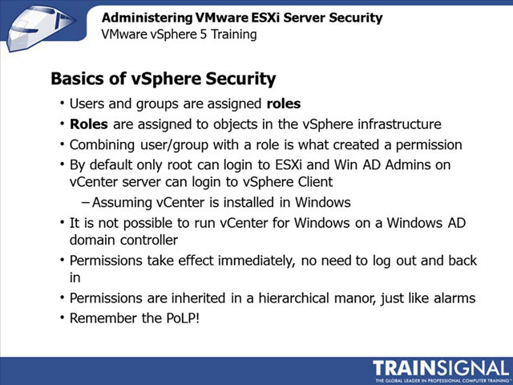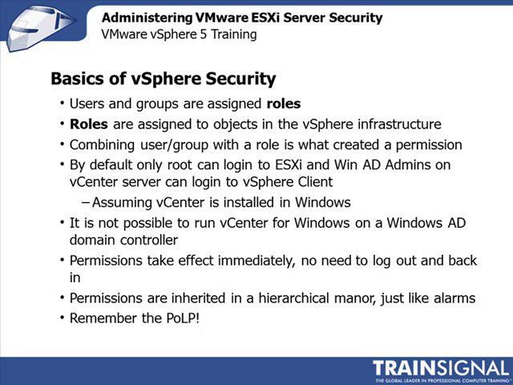Now, once you connect to the vCenter server, you'll find that users and groups, be them Linux users and groups or Windows users and groups, those users and groups can be assigned roles in the virtual infrastructure. So roles are assigned then to objects in the vSphere infrastructure. Those objects could be virtual data centers, they could be ESXi servers, virtual machines, folders, whatever type of object you want to assign a role to, you can. So when you combine the user and group with the role, that's actually called a permission.